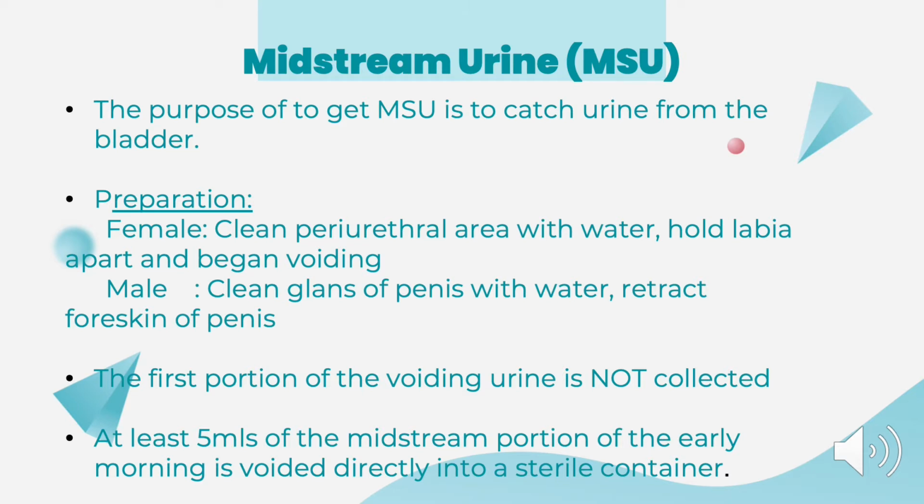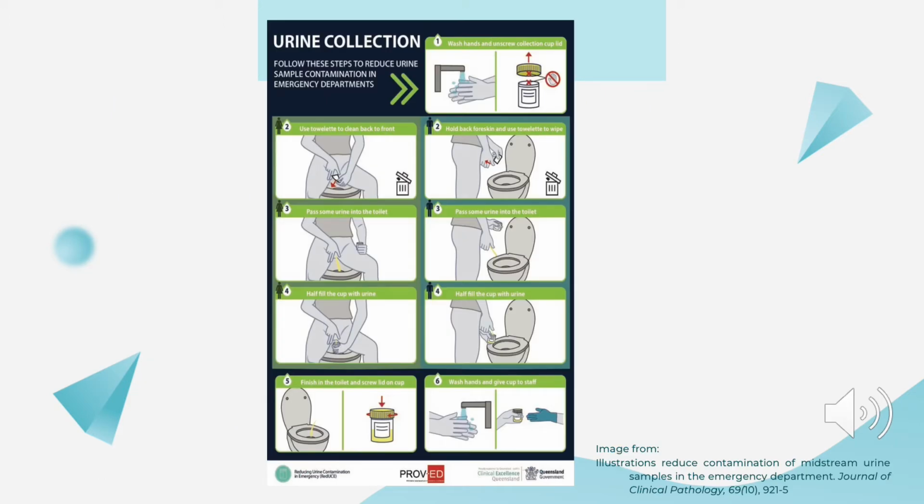For the preparation before procedure, for female the periurethral area has to be cleaned with water, hold the labia apart and then begin voiding. For male, the glans penis has to be cleaned with water and retract the foreskin and begin voiding. Discard the first part of the voiding urine in the toilet bowl, and the midstream urine part is voided into the universal sterile container. Collect at least 5 ml of urine. This is an example of an illustrated poster for the proper steps of MSU collection.